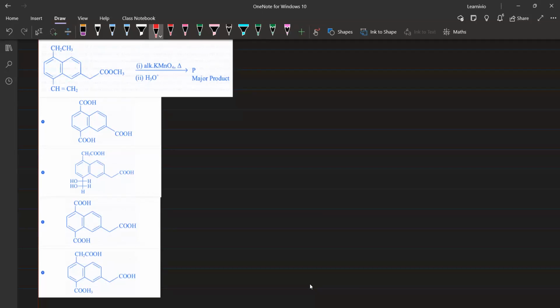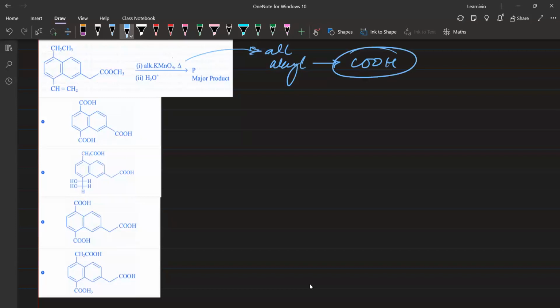Alkaline KMnO4 क्या करता है? If you heat with alkaline KMnO4, ये जितने भी alkyl groups हैं, all alkyl groups will be converted to COOH, carboxylic acid. ये भी convert हो जाएगा carboxylic acid में. Here if you see, this whole thing will be converted to carboxylic acid. This will also be converted to carboxylic acid. ठीक है? So ये पूरा चीज निकल जाएगा. And here you will have COOH.